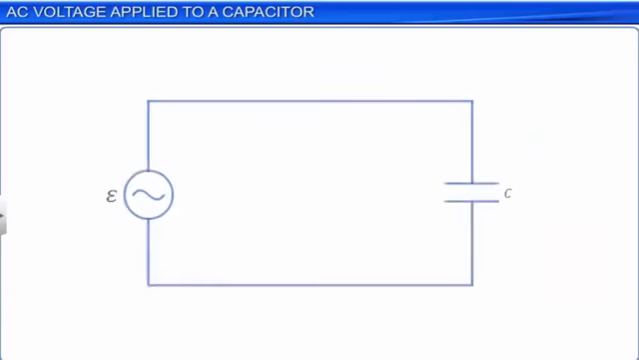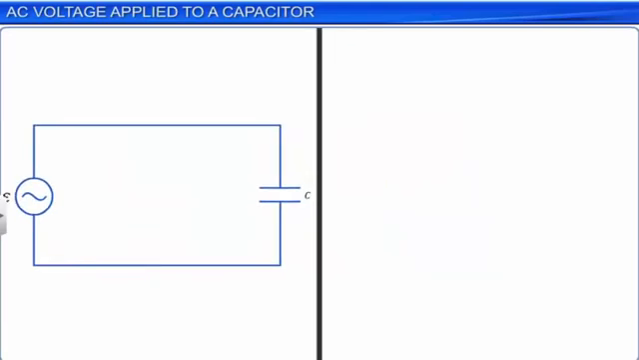Now let's look at how a capacitor behaves if an AC voltage is applied across it. Consider a capacitor of capacitance C connected to an AC voltage source as shown. The instantaneous AC voltage, V, applied to the capacitor is denoted as V is equal to Vm sin omega t, where Vm is the amplitude of the applied AC voltage. Let this be equation 1.